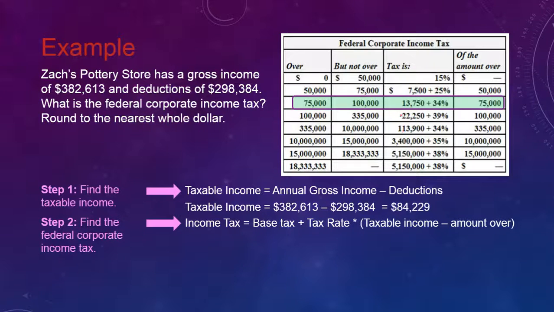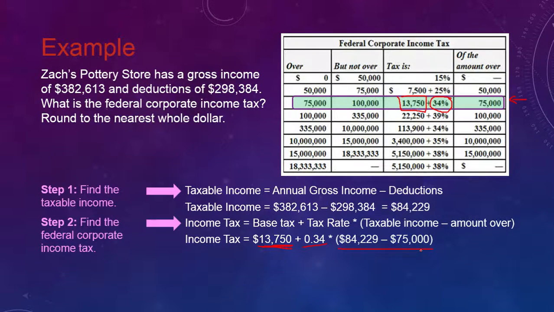So looking at that, the base tax is $13,750. So remember earlier I said you need to be careful what that says. Earlier we had $22,250, but we're in a different row this time, and that row has $13,750 in it, plus the tax rate of 34%, which is 0.34, times the difference between the taxable income and the amount over. Here's the $75,000 that goes in the parentheses.